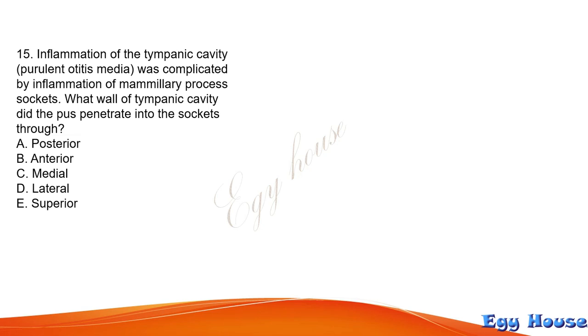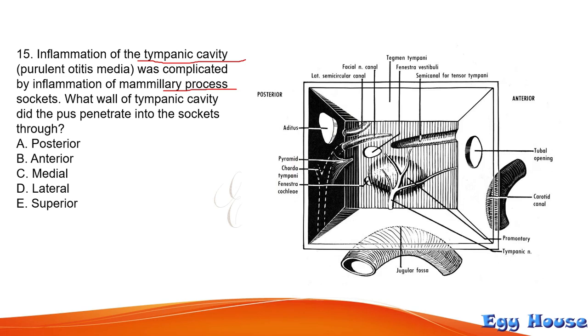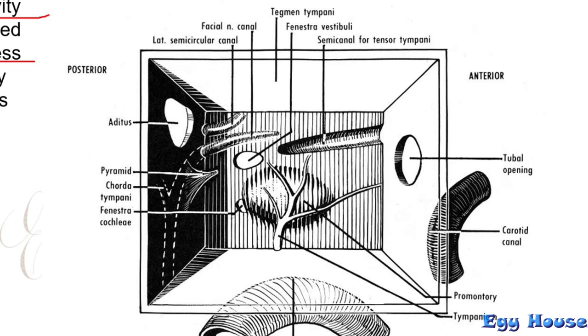The inflammation of the tympanic cavity was complicated by inflammation of the mammillary process sockets. As you can see here in this scheme, this aditus, this is the posterior wall. The answer was because the pus penetrated into the socket through the posterior wall. You can see here through this aditus, the pus will penetrate the posterior wall and go to the mammillary process that is present here.